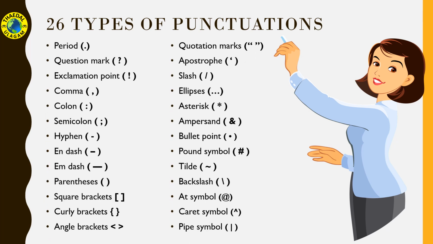Here are the 26 types of punctuation marks. Period, question mark, exclamation point, comma, colon, semicolon, hyphen, dash, em dash, parentheses, square brackets, curly brackets, angle brackets, quotation marks, apostrophe, slash, ellipses, asterisk, ampersand, bullet point, pound symbol, tilde, backslash, at symbol, caret symbol, and pipe symbol.